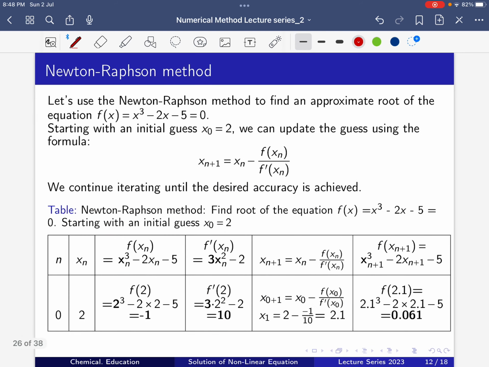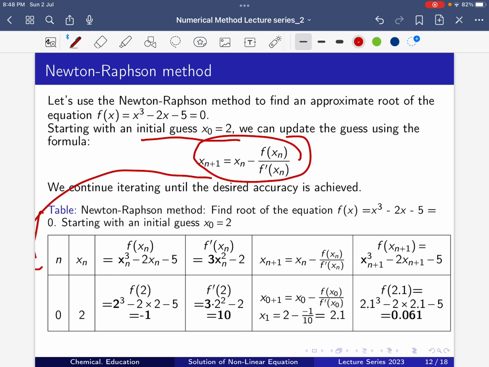Here I am taking the nonlinear equation f(x) = x^3 - 2x - 5 = 0. The starting guess is x0. Then we use the Newton-Raphson formula: x_{n+1} = x_n - f(x_n)/f'(x_n). Now here I am calculating the root.